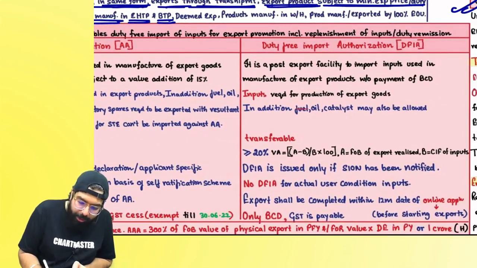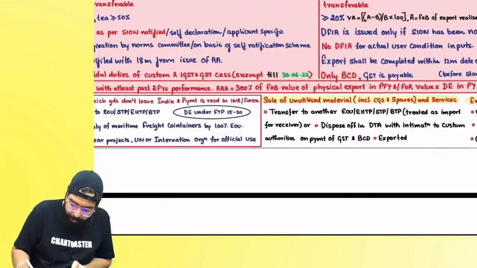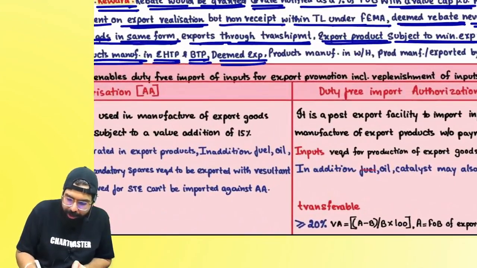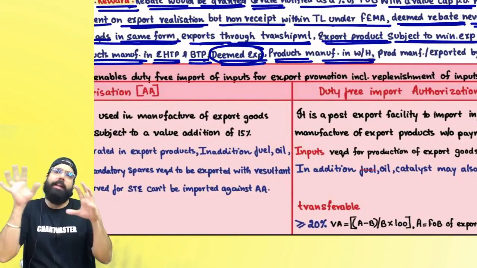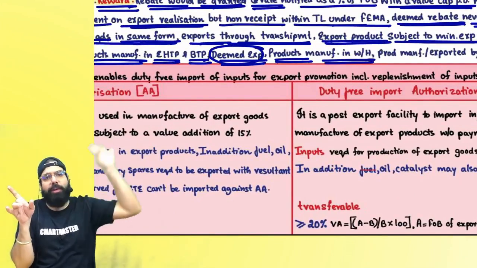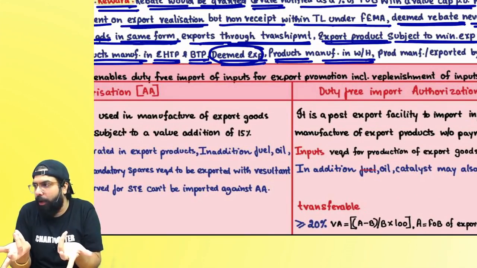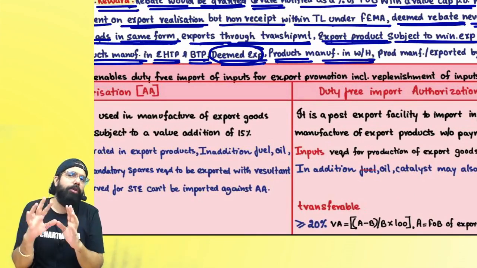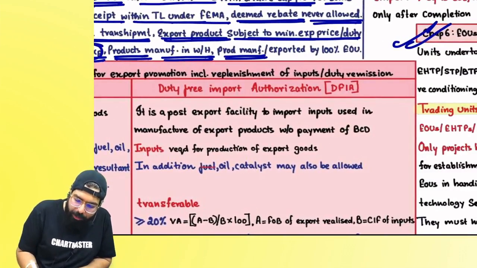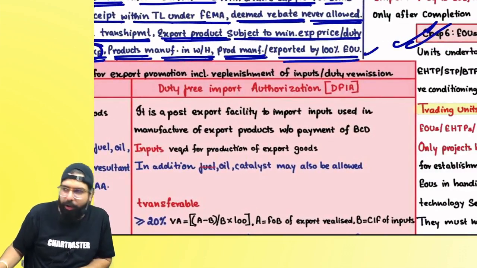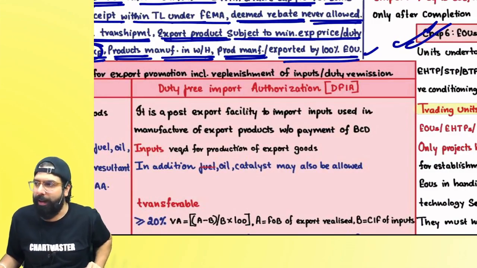Next, deemed export. I will teach about deemed export later. For deemed export also, you will not get any scrips. Product manufactured in a warehouse. You got goods from outside India, in the warehouse only you manufactured and sent it outside India. Did you pay any duty on that product? So they are telling all goods manufactured in the warehouse will not get RoDTEP. Products manufactured or exported by a 100% EOU also, they will not give you any benefit.